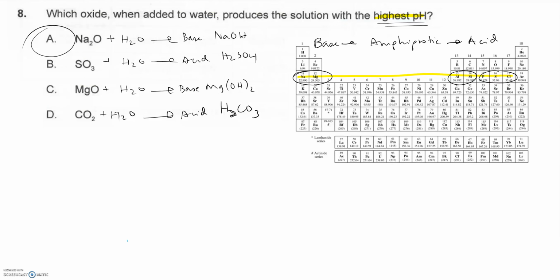Again, the pH scale is going from 1, very, very strong acid, to 7 being neutral, all the way to 14 being very, very strong base. So we're looking for something closest to 14. A would be the correct answer.